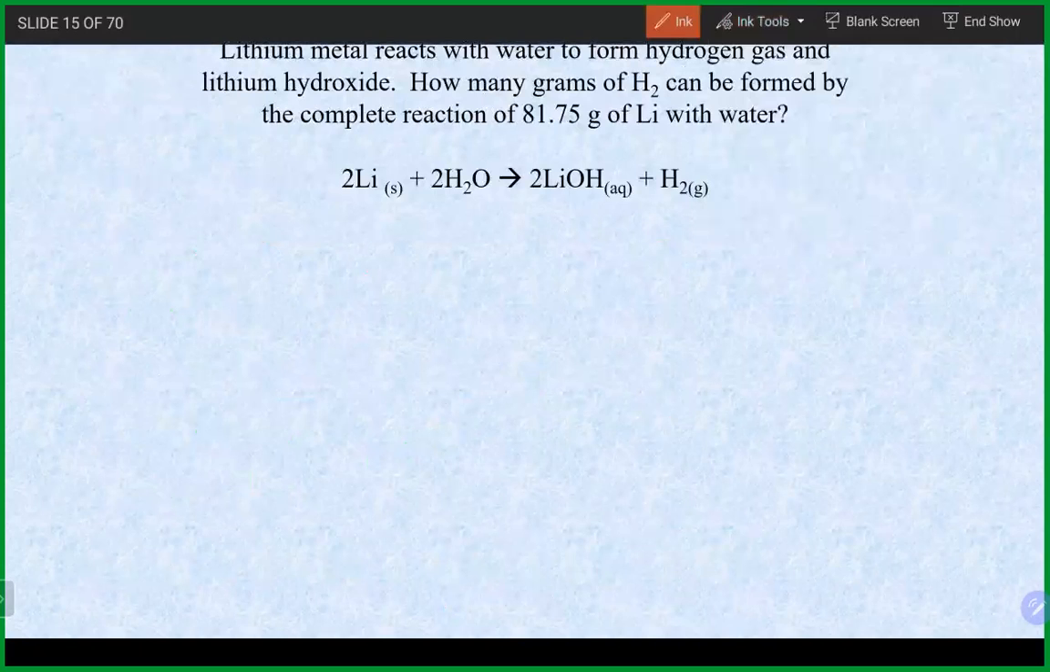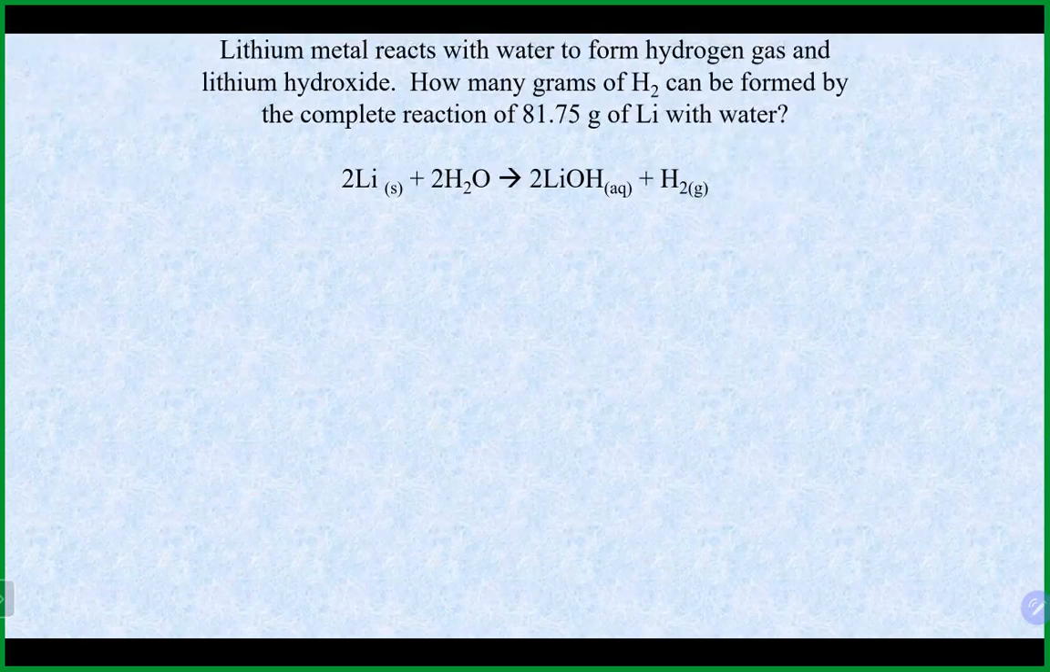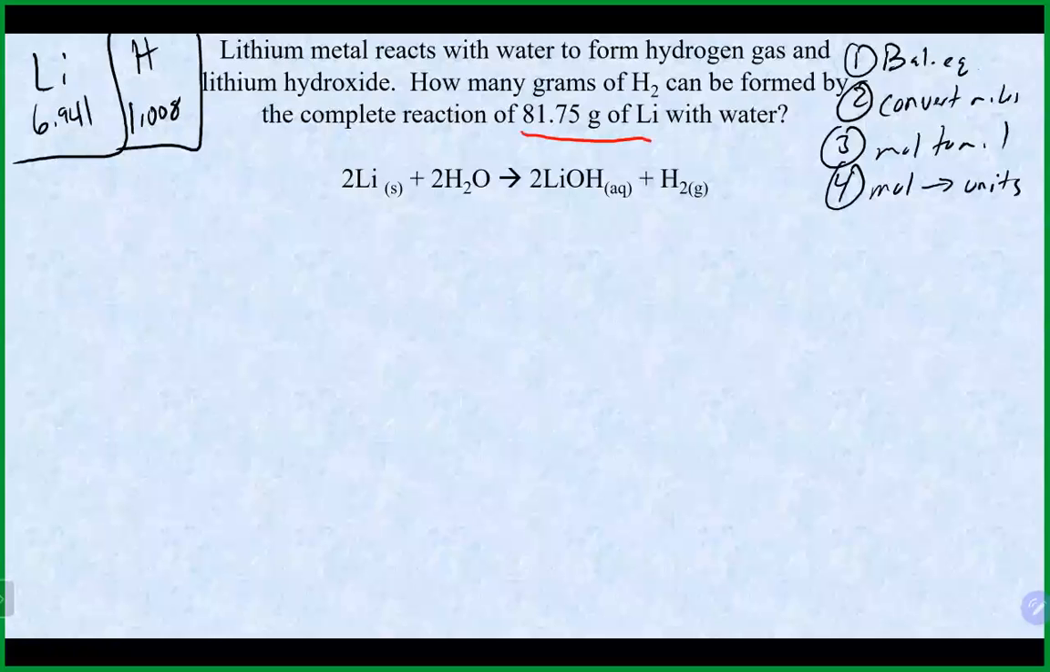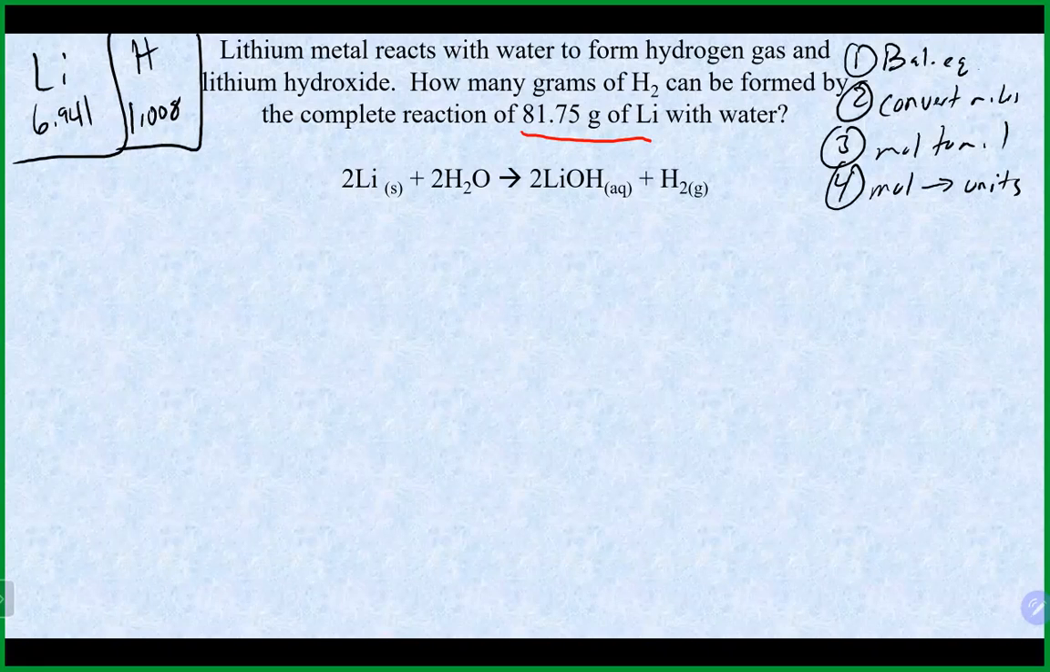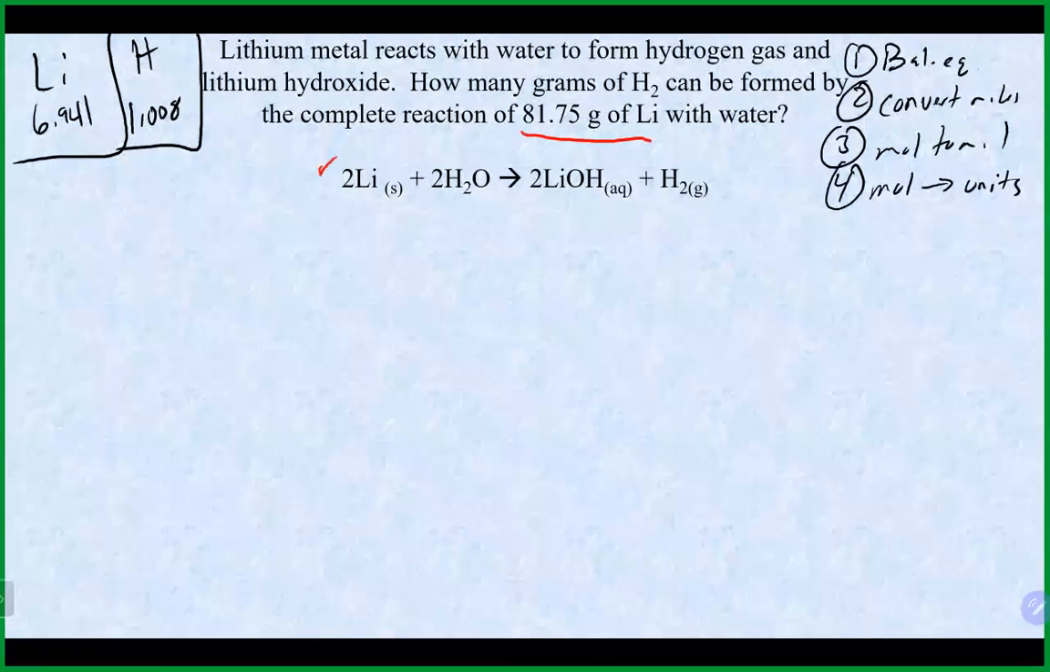Let me give you some numbers from the periodic table. Lithium is 6.941 and hydrogen is 1.008. All right, again, follow those same 4 steps: balance the equation, convert to moles. Just one piece of information is given to us, and again, it could be a reactant, it could be a product, it doesn't really matter. In this particular case, we're going to balance the equation, which obviously we have done previously, so that is all good since it's the same equation.